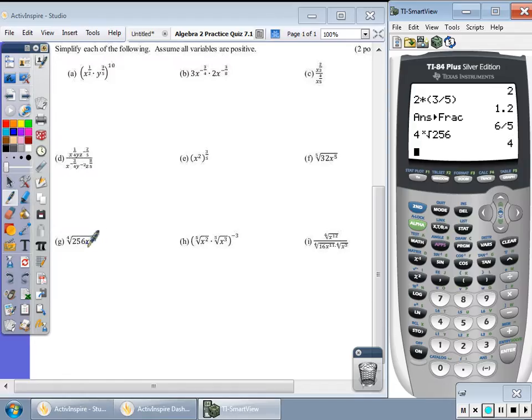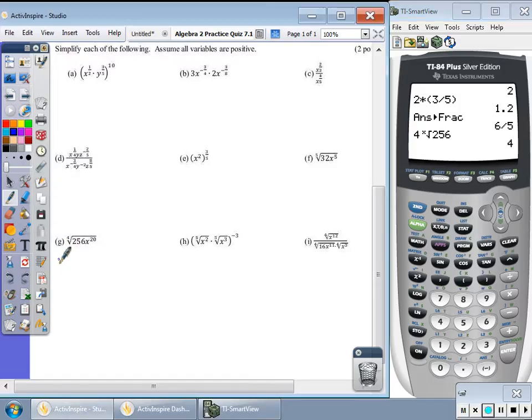But x to the 20th, ooh, I really want the index to match up with that exponent. So we're going to do a little manipulation here. We're going to write our 4th root. I'll write the 256 as 4 to the 4th power. That matches with that. That's good.